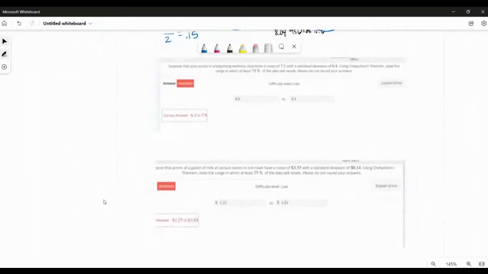So, Chebyshev's theorem, just a little note over here: if k equals 2, that means we're 2 standard deviations away from the mean. That's 75% of our data. If k equals 3, then that is 88.9% of the data, okay?